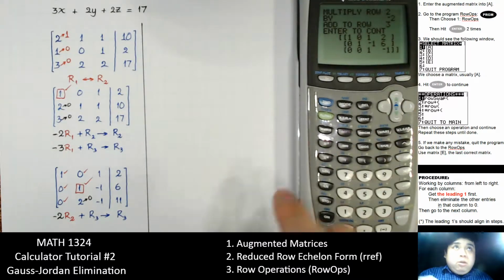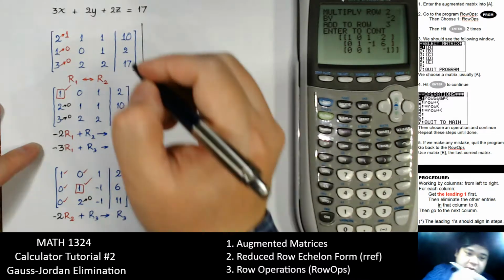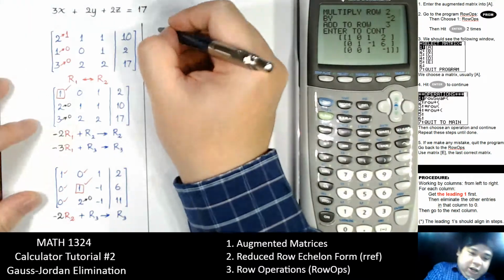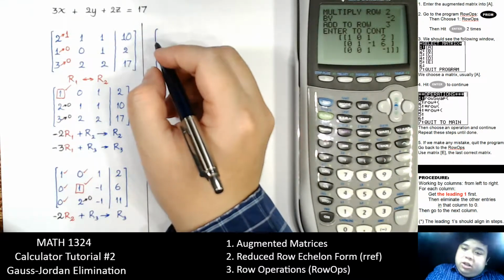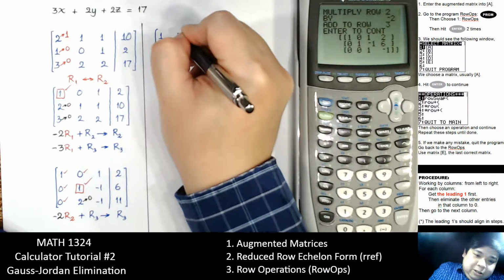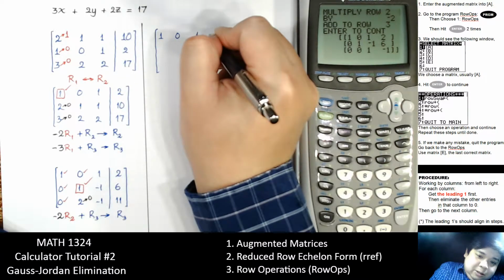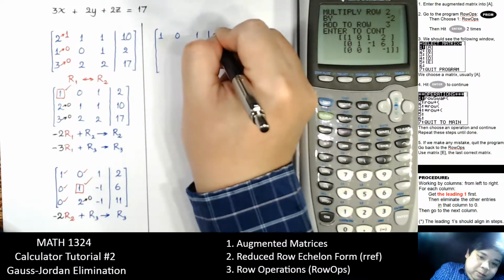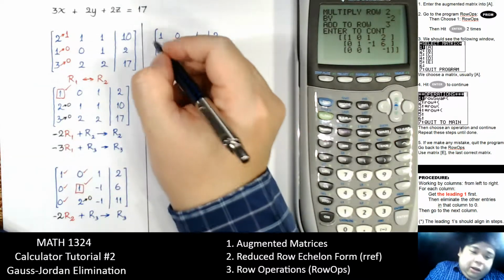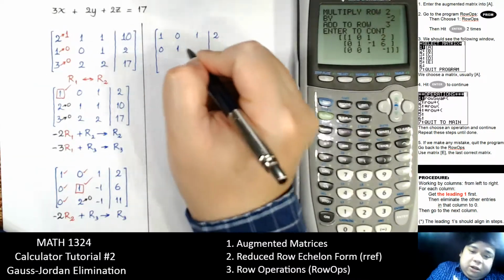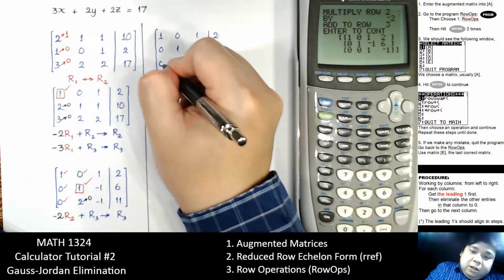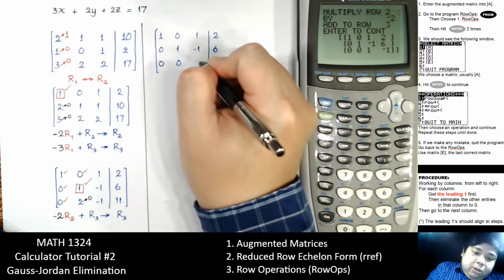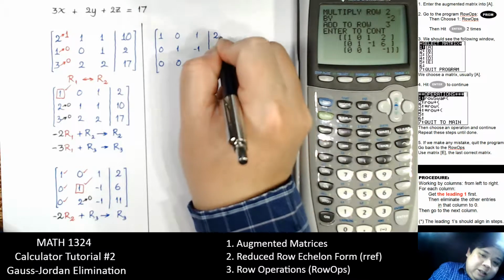Let's copy that result from the calculator. 1 0 1 2. 0 1 -1 6. 0 0 1 -1.